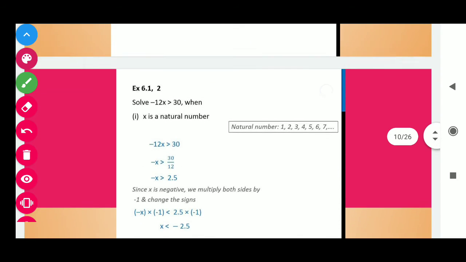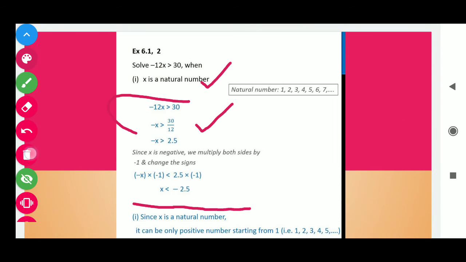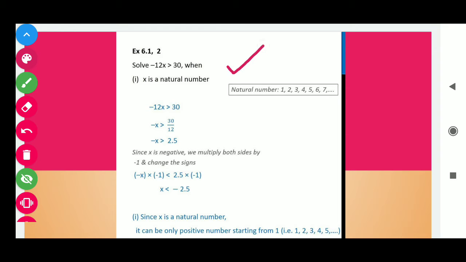Now here we have question number second. Solve -12x > 30, when the first part is x is a natural number. Students, here we have the inequality -12x is greater than 30. So first solve this inequality. 12 is taken in the denominator. In this way we get 2.5.